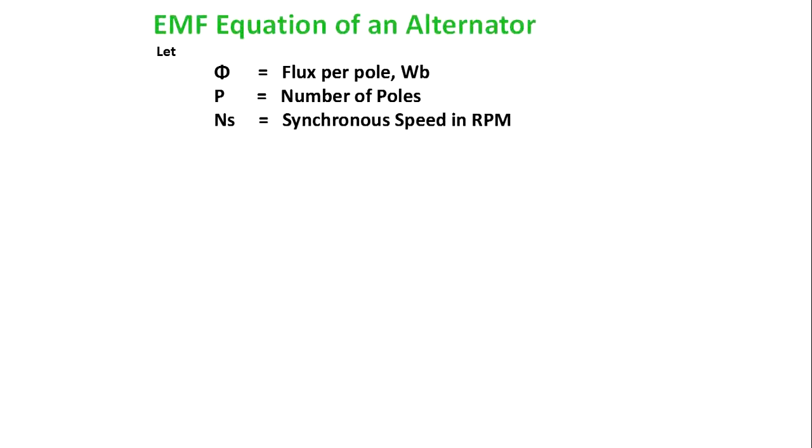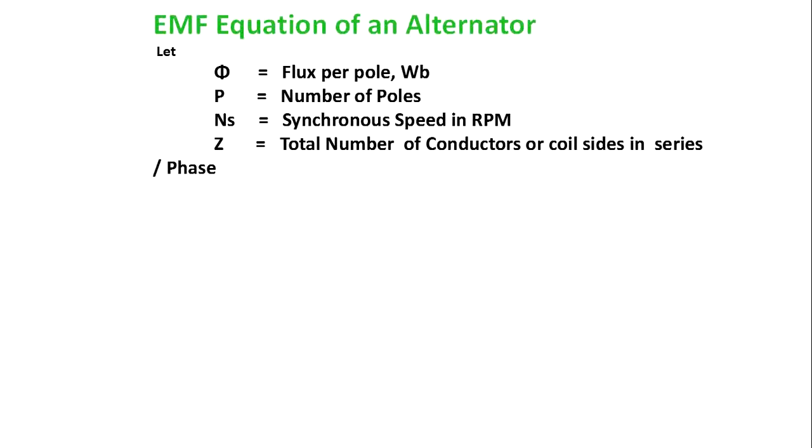So, we will focus first on the EMF equation of an alternator. Before deriving the EMF equation of the alternator, let's assume some parameters. First, flux per pole, denoted by phi, expressed in Weber. Next, P is the number of poles in the machine. Ns is the synchronous speed, in RPM. Z is the total number of conductors or coil sides in series per phase.